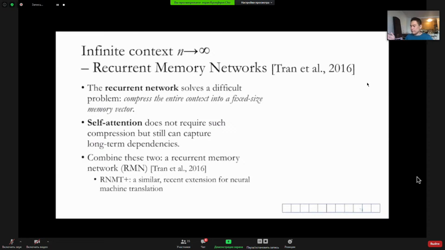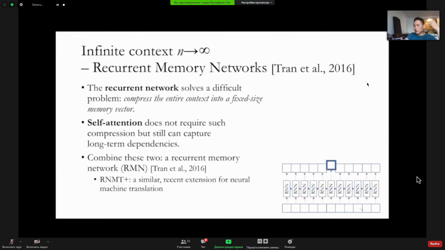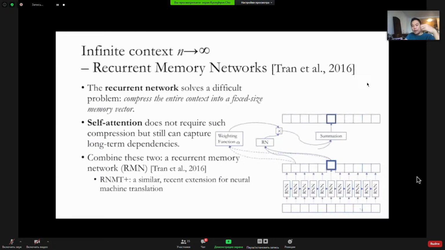One idea from a long time ago, 2016, is to build a recurrent memory network. Maybe we can combine the idea of the recurrent network and self-attention to get the best of both worlds. We use the recurrent neural net first to get all these representations. Then, whenever we're trying to predict the next word, we use self-attention to attend to all the previous ones, regardless of how far they are. That could help with capturing long-term dependencies, and then given that, we predict the next one.